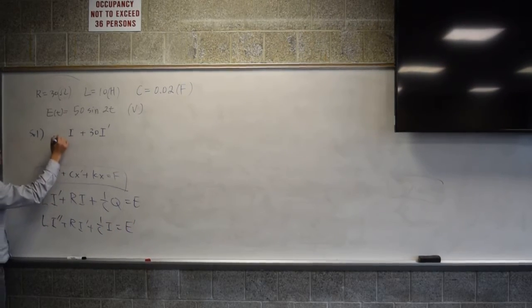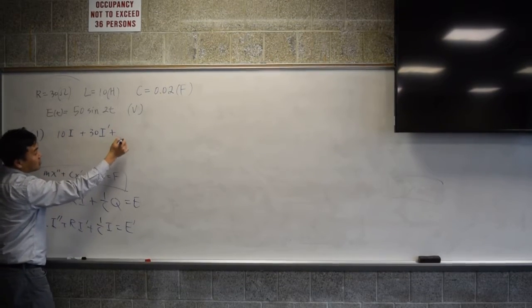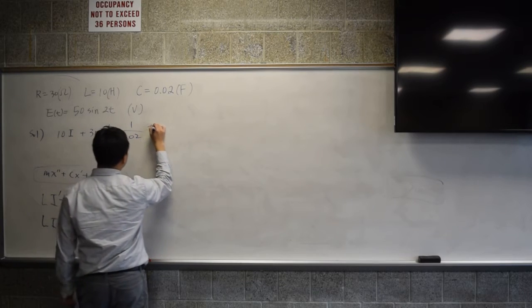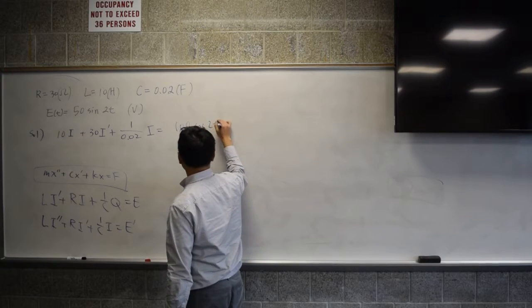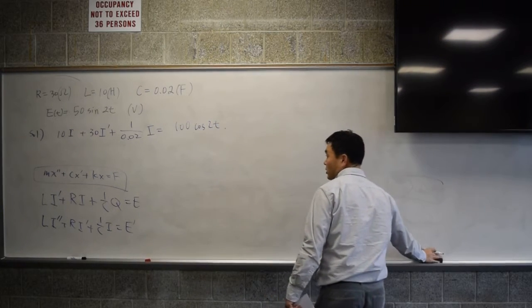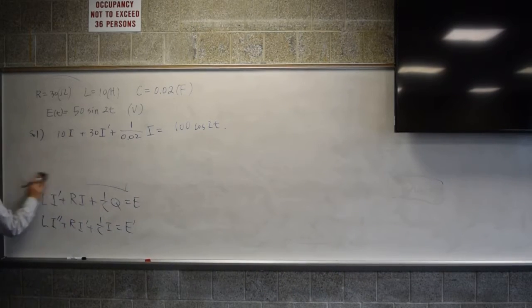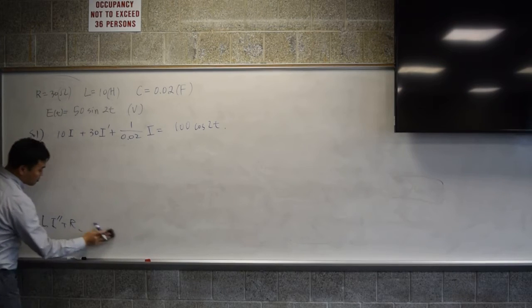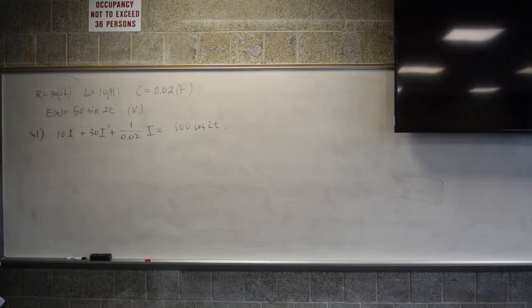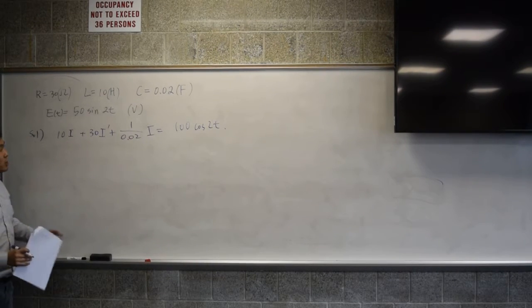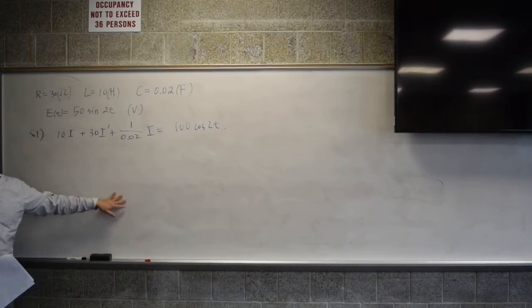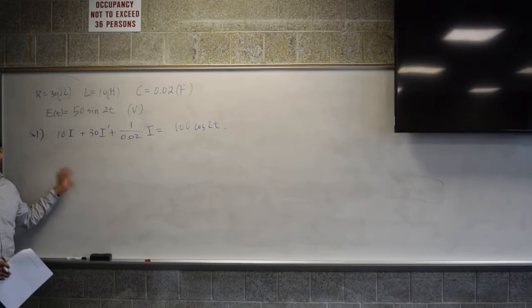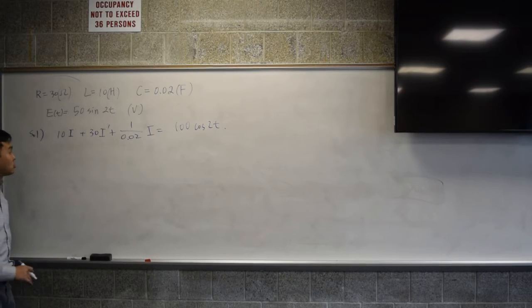So L goes here, which is 10. And then 1 over C goes here. And then I equal to, you have to differentiate this, which is 100 cosine 2t. Okay, so that's the equation we have to solve. And since there is no initial condition provided, it's just asking for the general solution, and most likely you're really looking for the steady periodic solution, because the complementary solution dies away, right? So the transient solution is not what we're after. We're really after the steady periodic solution.